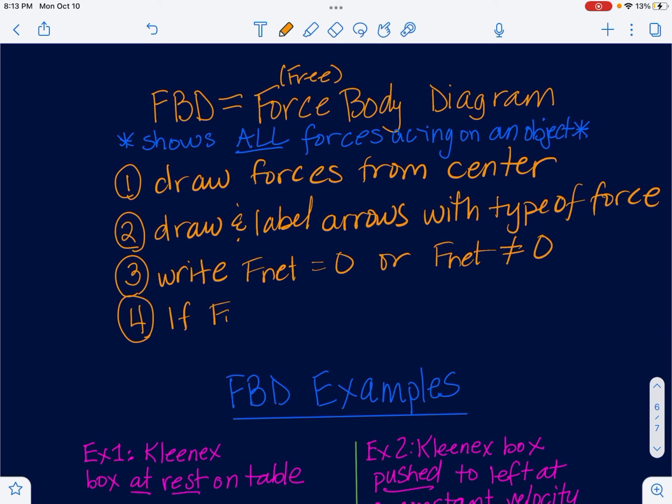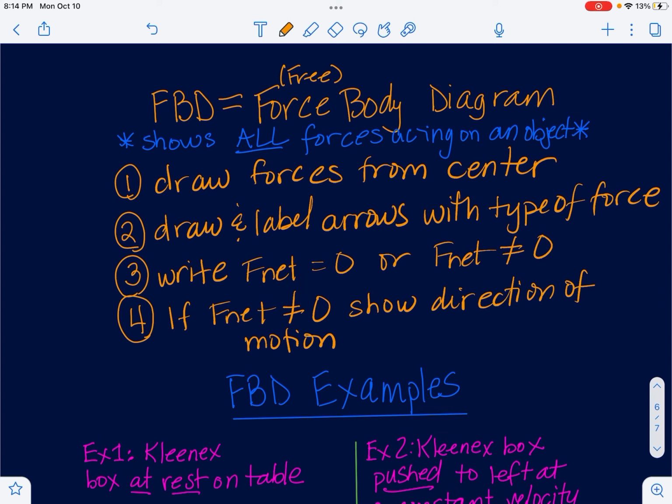And if your F net does not equal 0, we're going to have to show the direction of the motion. So we're just going to draw an arrow that says it's going up, down, left, or right. So again, when we're drawing force body diagrams or free body diagrams, forces always draw from the center. We label our arrows with the type of force we're talking about. When we're done, we decide if F net is 0 or not 0. And if it's not 0, then we show the direction of motion.